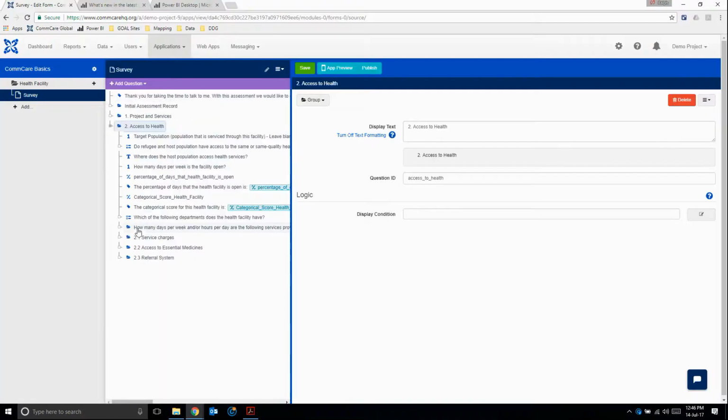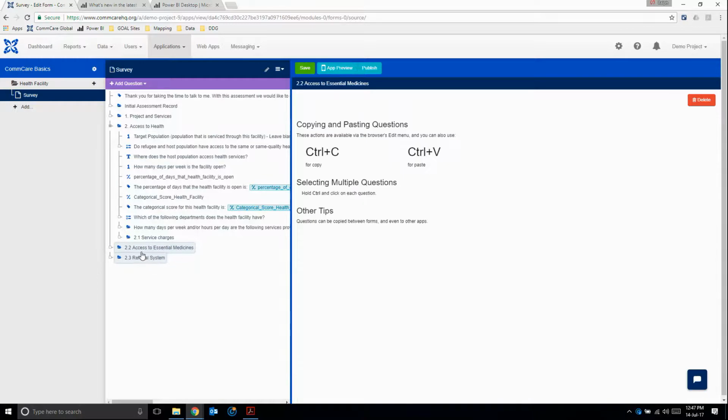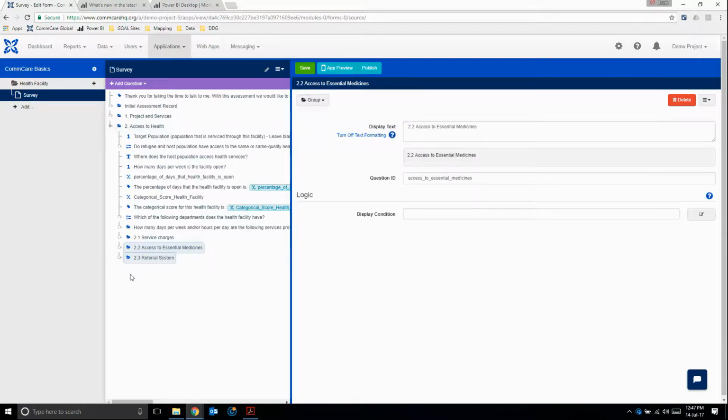Okay, so let's open up 2.2. Again, you should have your two subsections underneath service charges, and there should be a direct line going to access to health, like this. So this should be the structure. If they are, for whatever reason, like this, and maybe this one as well, you can select both by pressing Control and then simply dragging them into the access to health question group. And notice where the little arrow is. So they should look like this.